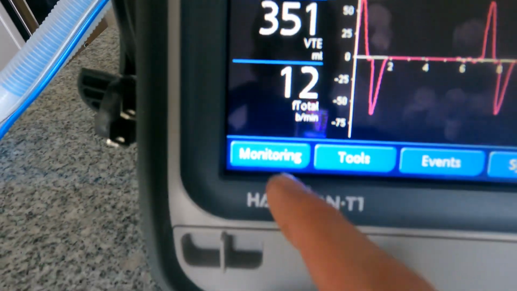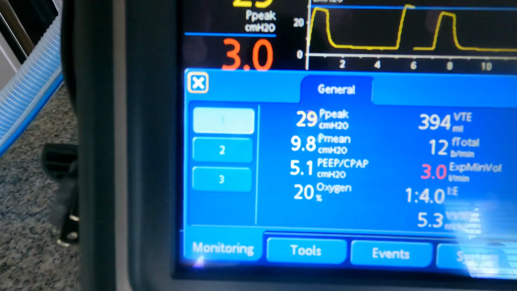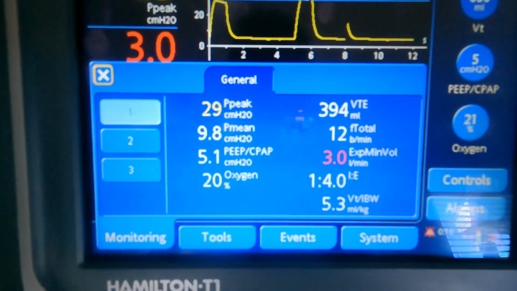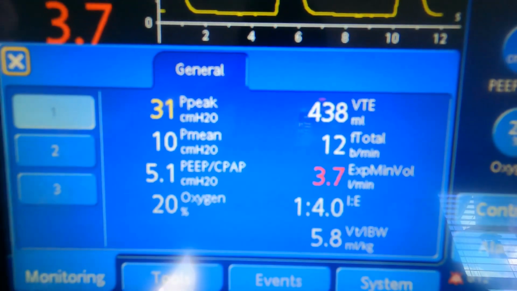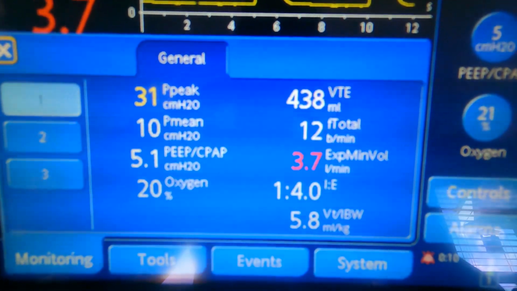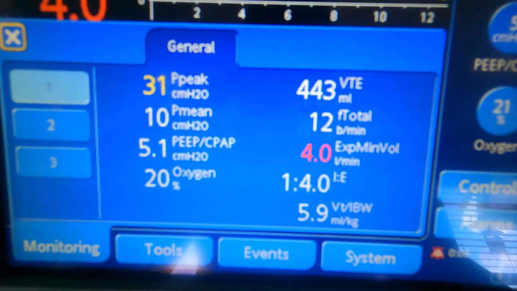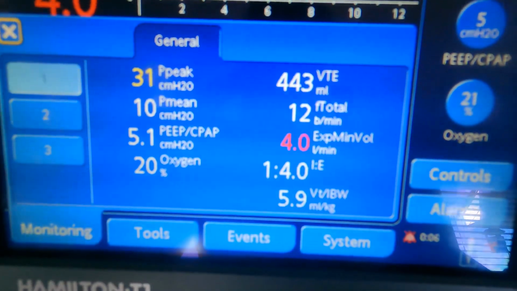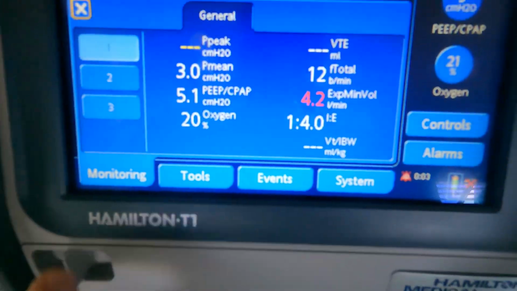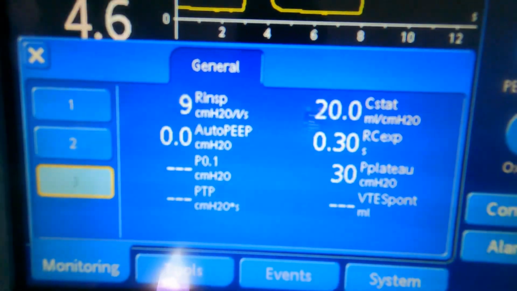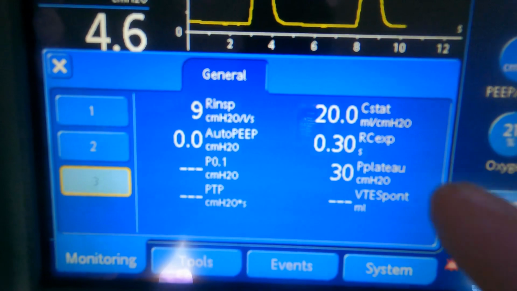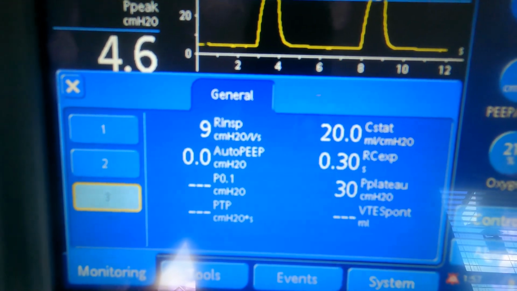Next, we're going to move into monitoring. So in monitoring, we have 3 different tabs with some important information. So you can see here we have our exhaled tidal volume that we will want to use to reference to determine if we're giving enough volume or if we need to change our pressure limitations. Tab 3 is also important. That's going to give us our RC expiratory time. So you can see that right there, as well as our C-stat.